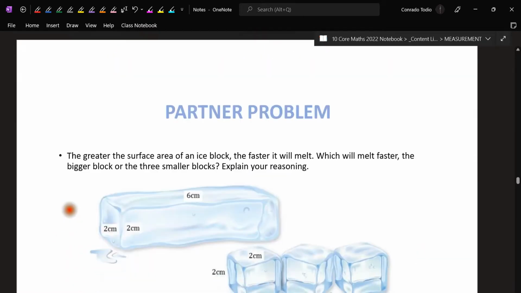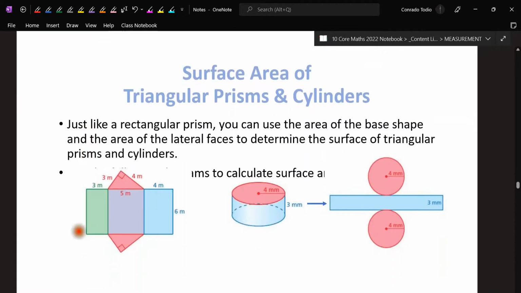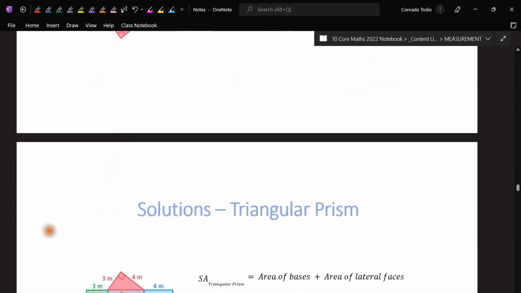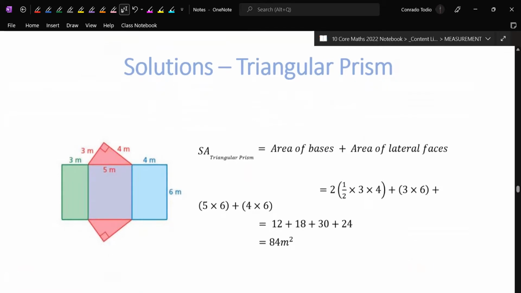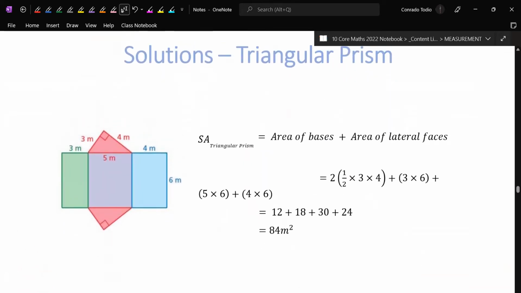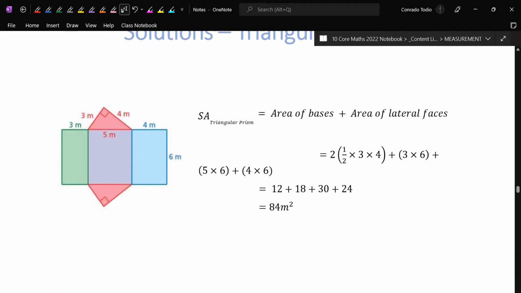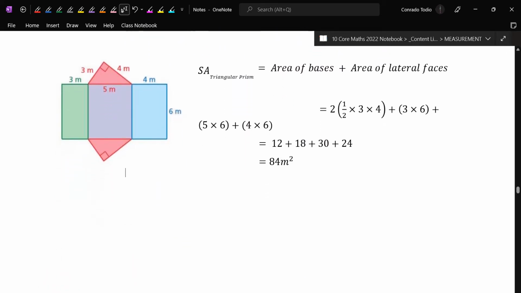Let's do the next one. So we're going to skip this one. Let's just do these ones. For these, there are also formulas and there are nets that we can use. So for a triangular prism, this is the formula you can basically use. You have to find the surface area of the bases, which are these, and then add in the area of the sides. If I was to put this in a formula, I would write it like this: base times height divided by 2, times 2.